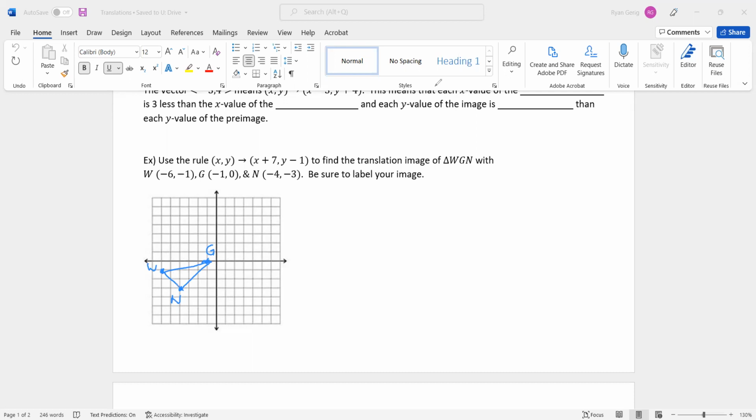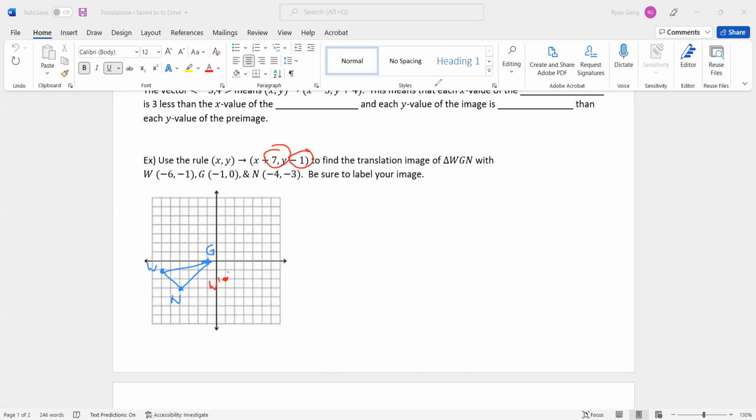Okay, now I'm not reflecting it over a line like I did in the last lesson. I am now just moving each point the same distance and the same direction. So what is that distance and direction? Well, it's 7 to the right and 1 down. So from W, I'm going to go 7 to the right. 1, 2, 3, 4, 5, 6, 7. And then I'm going to go down 1. Now I know what this shape's going to look like. It's not going to turn at all. It's not going to be opposite orientation.